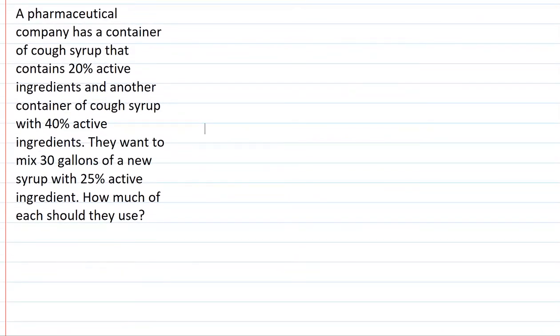A pharmaceutical company has a container of cough syrup that contains 20% active ingredients and another container of cough syrup with 40% active ingredients. They want to mix 30 gallons of a new syrup with 25% active ingredients. How much of each should they use?